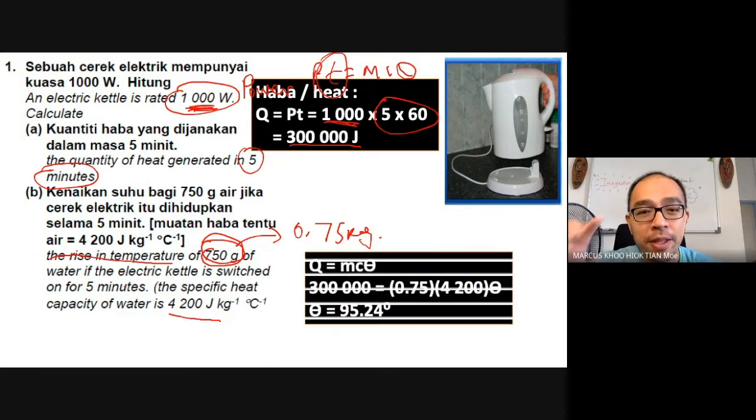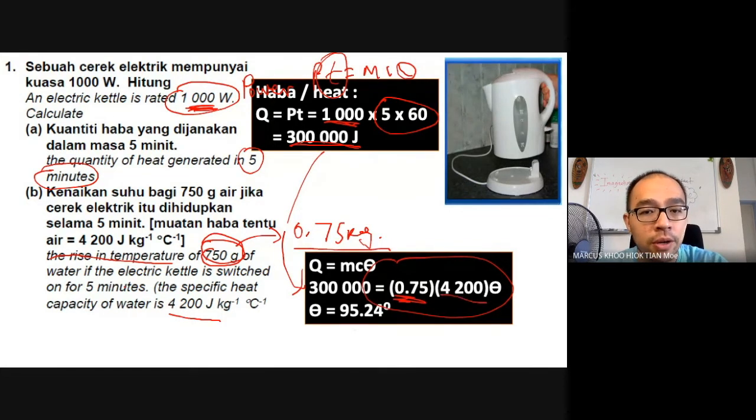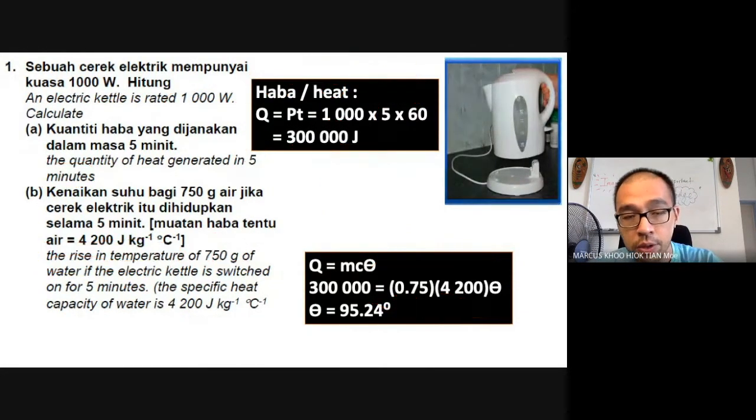So this is how it will be like. We use the 300,000 that we got at the very beginning. Q equals mc delta theta. This is 0.75 because we've converted it to kilograms. 4,200 is already given, and they are asking to count the rise in temperature. Originally we don't know how many degrees the water is, but we know that it rises by 95.24 degrees Celsius. Sorry, there's a Celsius missing over here. So rise in temperature is 95.24 degrees Celsius.